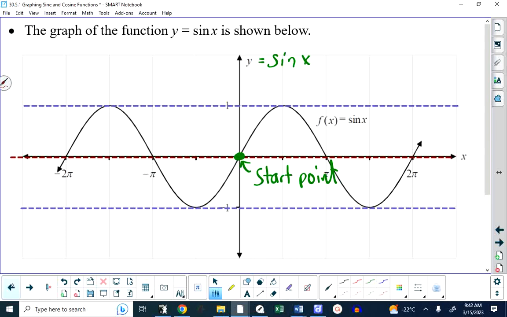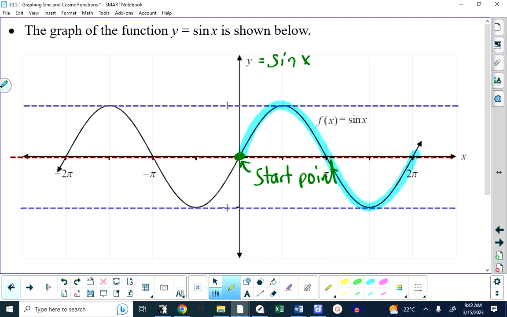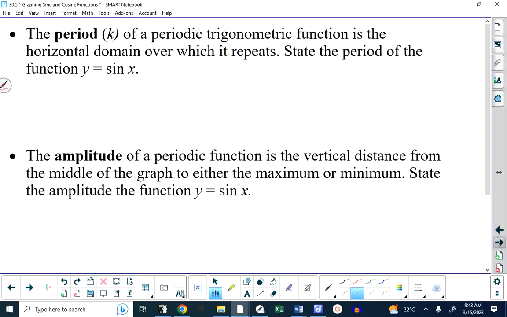Now, I want to spend some time talking about this. This is not to be taken lightly because you are expected to be able to sketch these. This is considered one period of this trigonometric function. And when we talk about the period, we measure it horizontally. So the period of this is 2 pi. How long it is from this red circle to this red circle is 2 pi, and that's the period. So the period equals 2 pi.